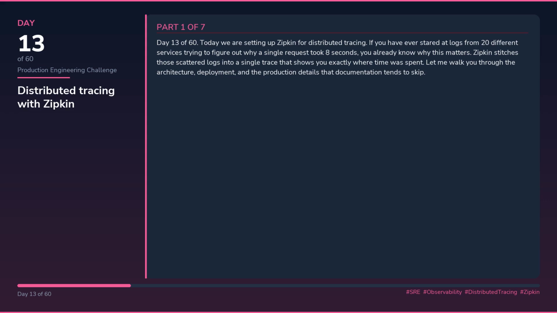Day 13 of 60. Today we are setting up Zipkin for distributed tracing. If you have ever stared at logs from 20 different services trying to figure out why a single request took 8 seconds, you already know why this matters. Zipkin stitches those scattered logs into a single trace that shows you exactly where time was spent. Let me walk you through the architecture, deployment, and the production details that documentation tends to skip.